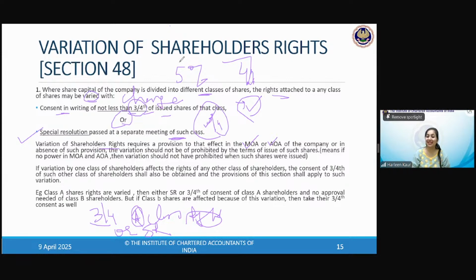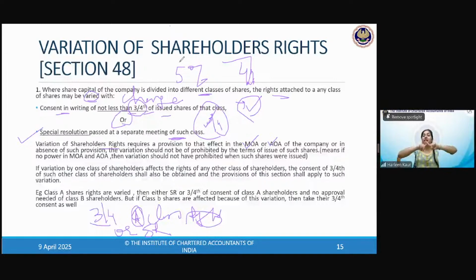So memorandum is the constitution of the company, the charter of the company, which gives your whole objective and everything for which the company is formed. Articles tell you the rules and regulations. Now, when the articles tell you the rules and regulations, they will refer over here, are we allowing the variation of shareholders' right? It should be written in it. Either in MOA or in AOA, it should have been written that changes in the shareholders' right is allowed. Then only you can do the variation.